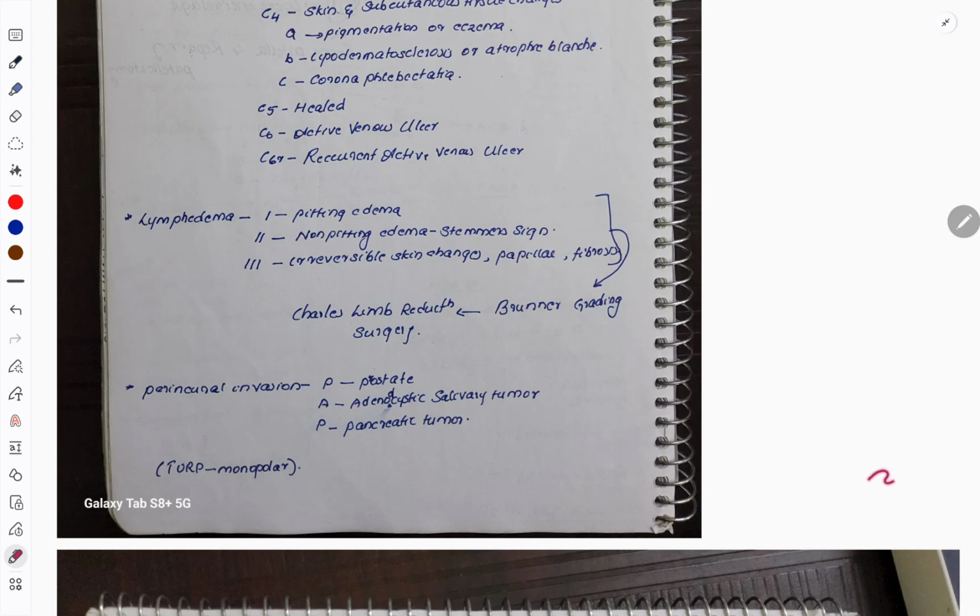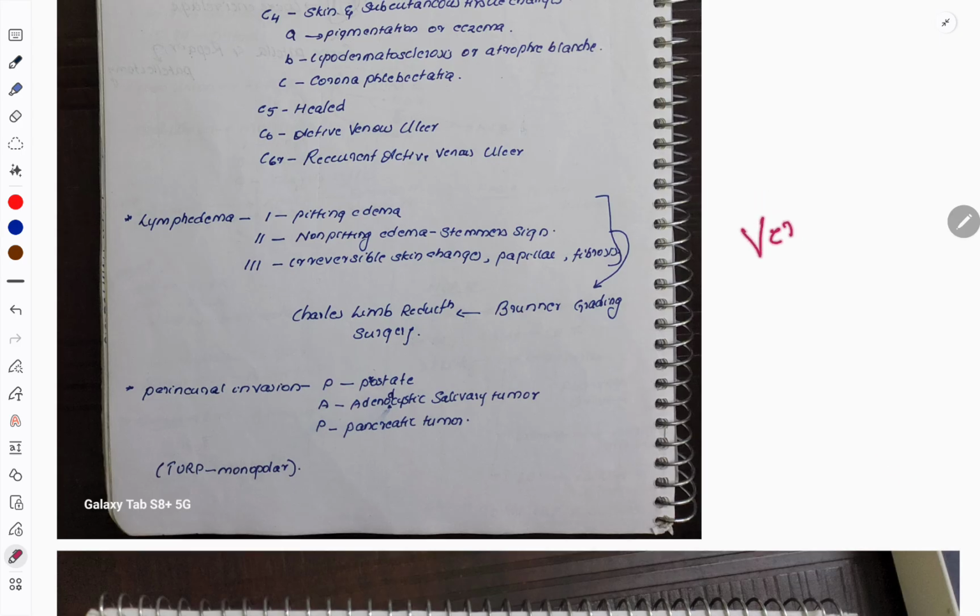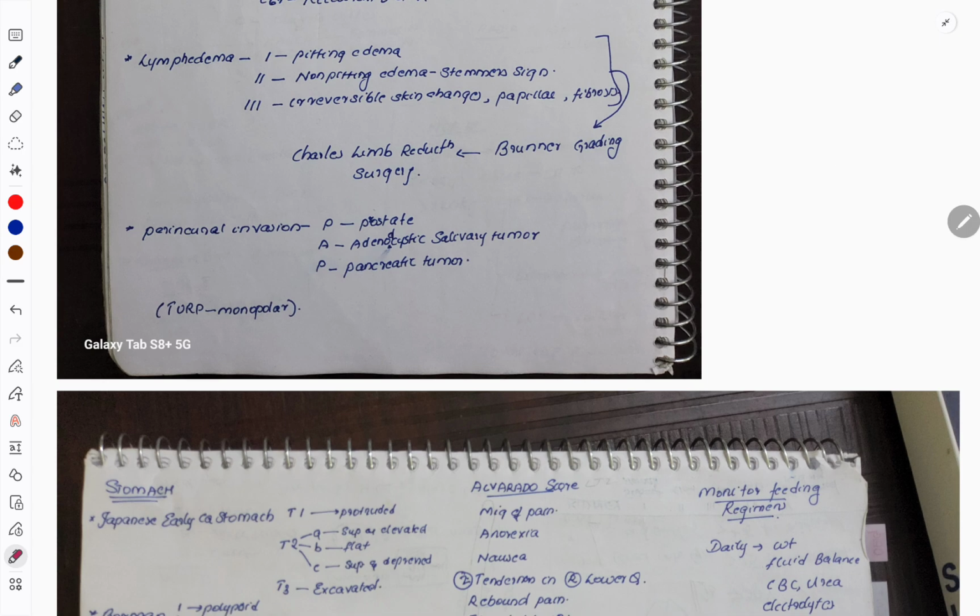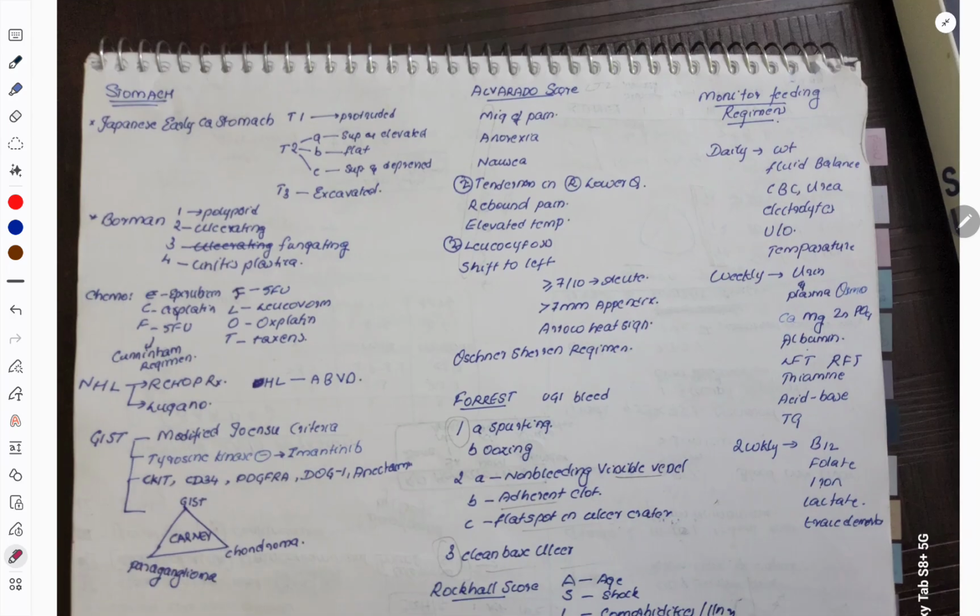There is also one more point, known as the Verumontanum. This Verumontanum will serve as the distal limit of TURP. Beyond this point, if you do TURP, you are going to damage the external sphincter. So that's all about it. And now we'll go to stomach.